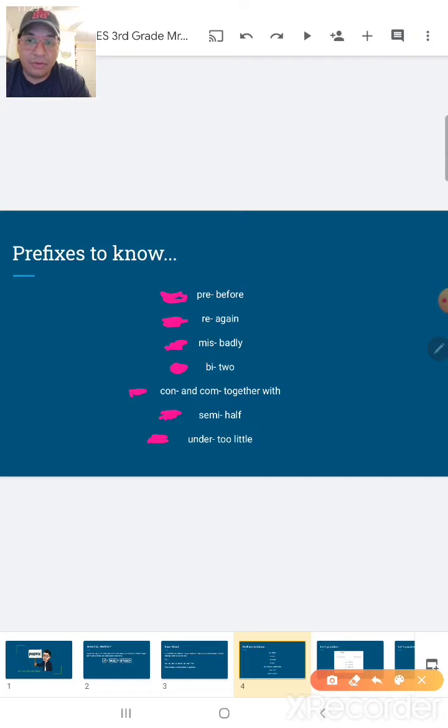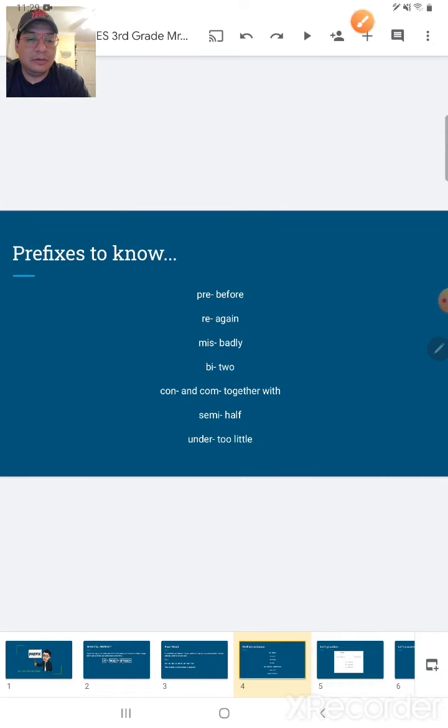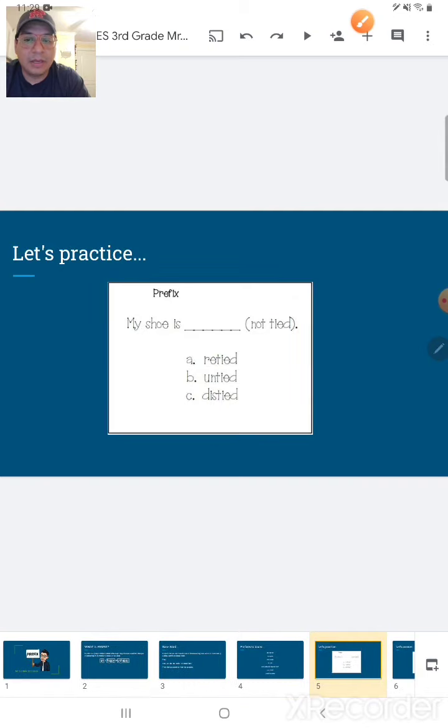Now I'm going to go over a couple of examples of prefix in 2 questions that you might see in your assignments. So here goes some of the questions. Let's go over it together. And once again, if you have questions, pause it, rewind it, and see it again. All right, so here we have, let's practice it, prefix. Remember, prefix comes in the beginning of the word, and so we have my shoe is blank.